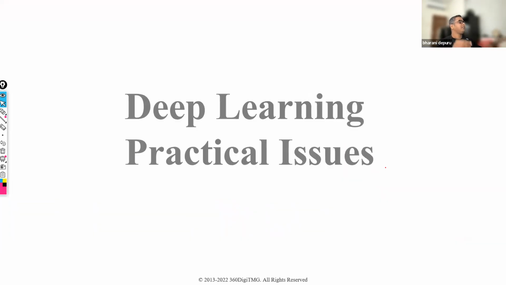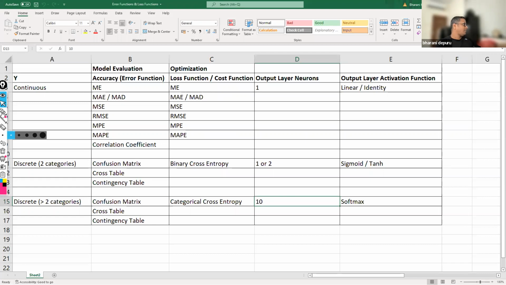Having discussed that, we understand that we need to get into deep learning practical issues. Even before that, another recap is this. If you have your output variable continuous, for model evaluation purpose, the accuracy or error function that you use happen to be any of these. Mean error, mean absolute error or absolute deviation, mean squared error, root mean squared error, mean percentage error, mean absolute percentage error, correlation coefficient, bunch of these. And for optimization, which is used to minimize your loss function or cost function, we use any of these.